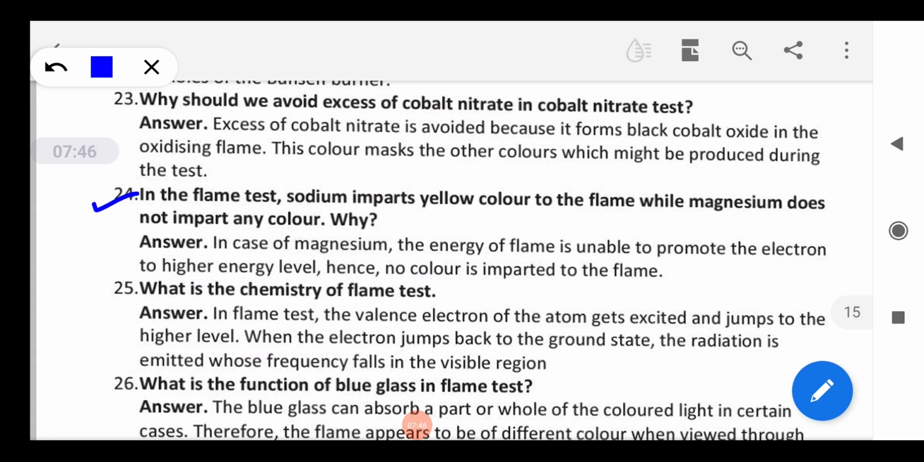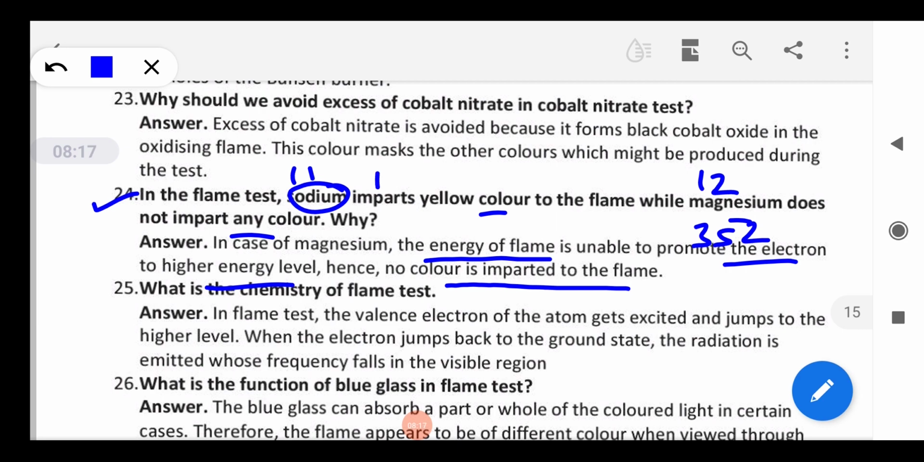Question number 24. In the flame test, sodium imparts yellow color to the flame while magnesium does not. You know that the atomic number of magnesium is 12 and its configuration is 3s2. The s orbital is fully filled, meaning ionization energy is high, and the energy of the flame is not sufficient to promote the excitation of electron to a higher energy level, so no color is imparted by magnesium. But sodium, its atomic number is 11 and configuration is 3s1. One unpaired electron is there which can be easily excited to the higher state. That is why golden or yellow color appears.